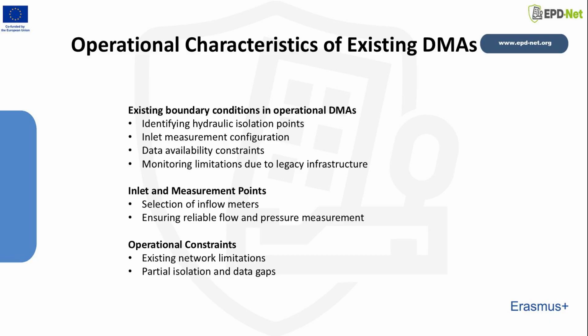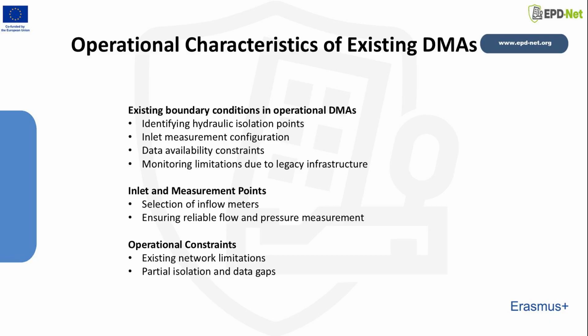Designing and configuring a DMA is a critical step in effective water loss management. The first task is defining clear DMA boundaries by identifying points where the network can be hydraulically isolated. Valves and other control elements are used to create these boundaries and ensure that water entering the DMA can be accurately measured. Selecting appropriate inlet and measurement points is equally important.